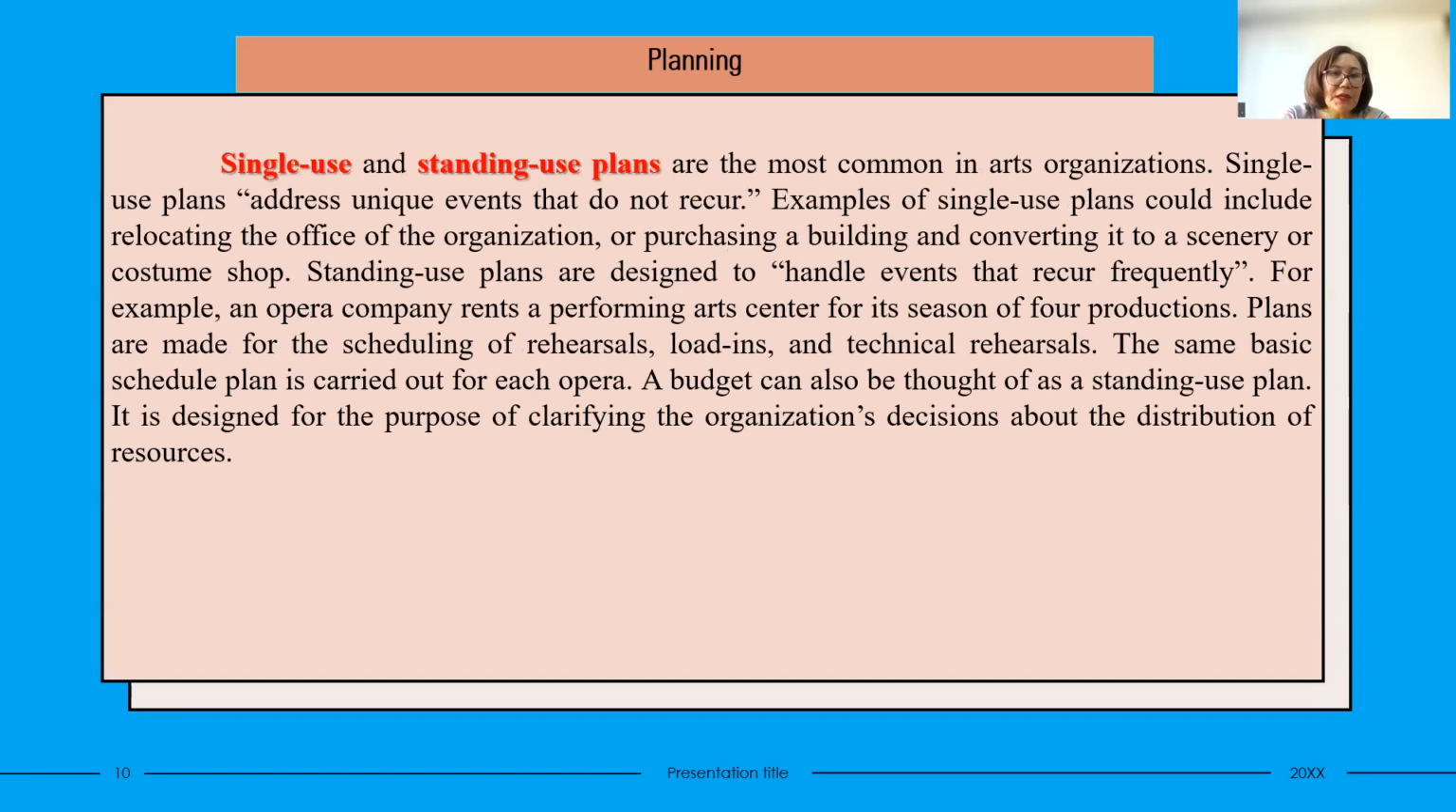Single-use and standing-use plans are most common in arts organizations. For example, single-use plans address unique events that do not recur. Examples of single-use plans could include relocating the office of an organization or purchasing a building. Standing-use plans are designed to handle events that recur frequently. For example, an opera company rents a performing arts center for its season or for productions, and plans are made for the scheduling of rehearsals, loadings, and technical rehearsals.